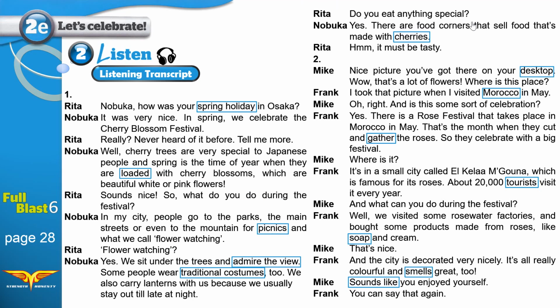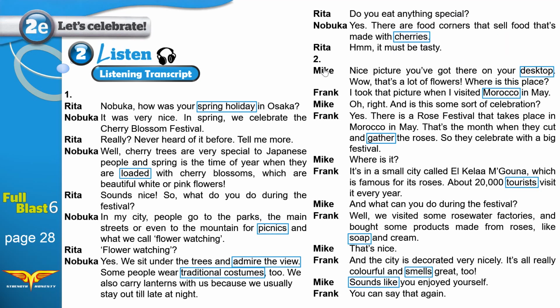Do you eat anything special? Or you eat normal food? Well, yes, we eat something special. There are food corners that sell food that's made with cherries. Okay, this answers one of the questions. You don't have to bring your own food. Why? There are food corners that sell food that's made with cherries. This fruit right here is called cherries. It must be tasty. It must be delicious.